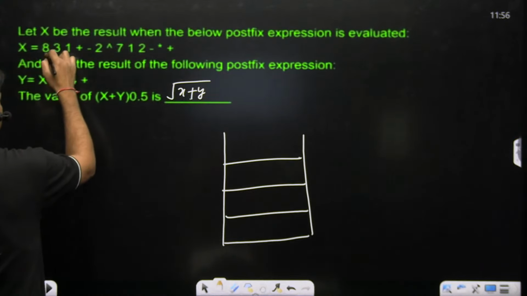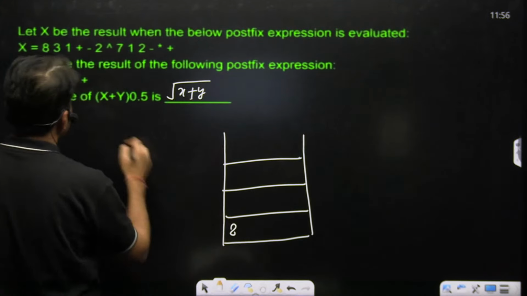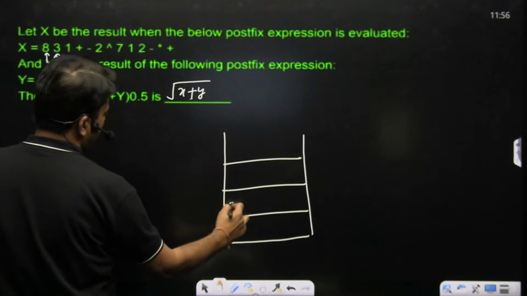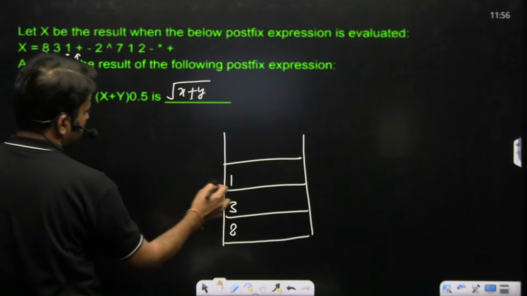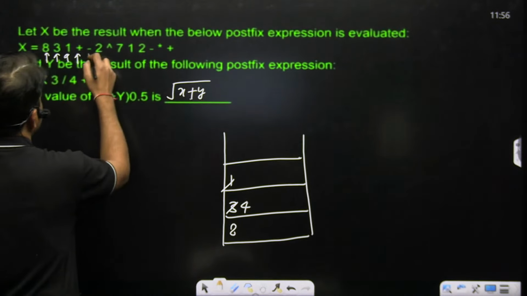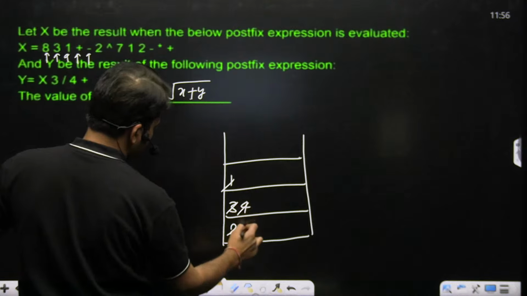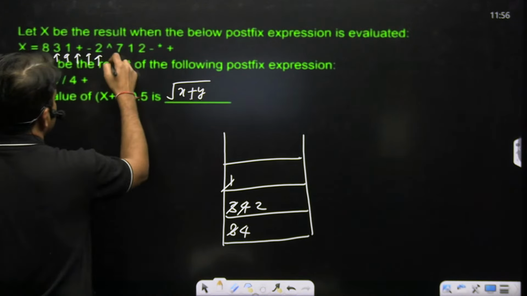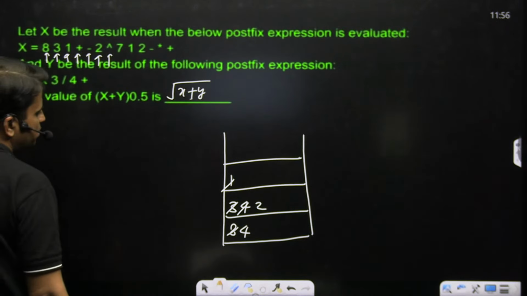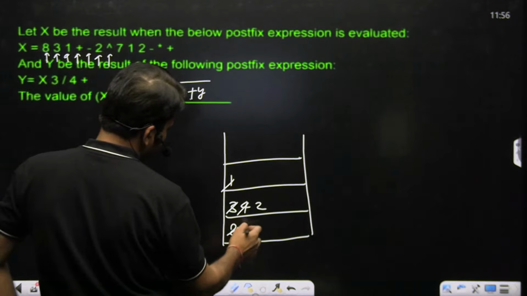Sir, 8 is an operand, push into stack, and 3 is an operand, push into stack. Sir, 1 is an operand, push into stack, and after this plus, sir, plus, this is 4, and after this, sir, minus: 8 minus 4 is 4, right? After this, sir, push 2 in the stack, and after this power operator means what? 4 to the power 2. ये कितना हो जाएगा 4 की power 2.